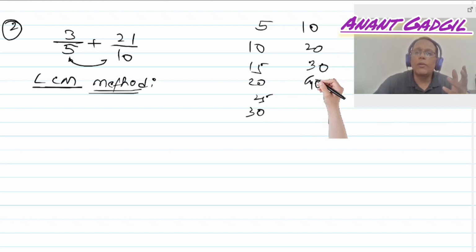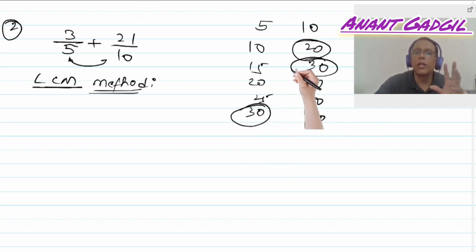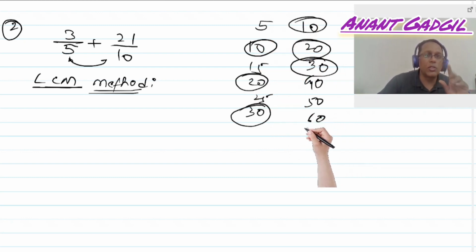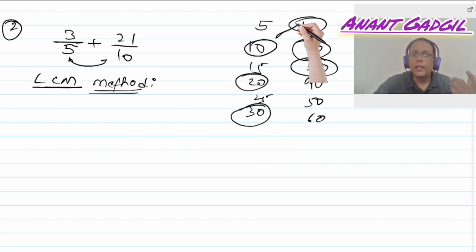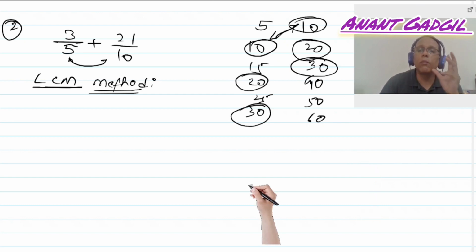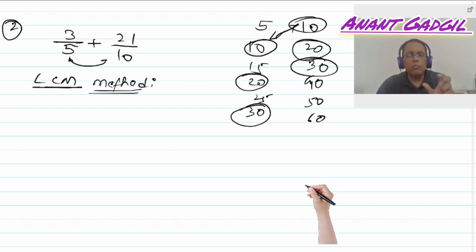Now after I have written a few numbers of both the tables, I can see that there are a few numbers which are there in both the tables. 30, 20, 10. What is the number which is the first one which is common in both? That is 10, right? So this is the least common multiple. So what is LCM actually? LCM is the least common multiple, meaning it is that number which comes first in the table of both the numbers.